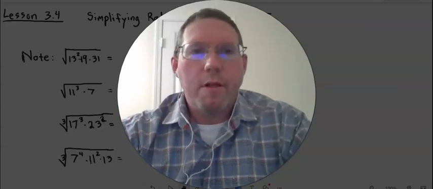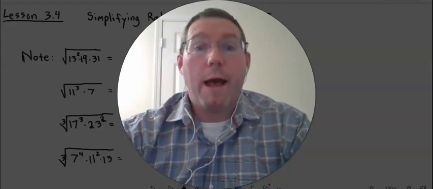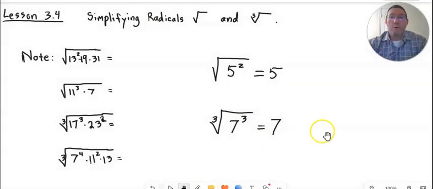What we're going to do in this lesson is simplify radicals, and that means square roots and cube roots. Once you get good at this, you're really good at it, and it's easy to evaluate these kinds of radicals. I want to look at this one right here. These are two basic ones.